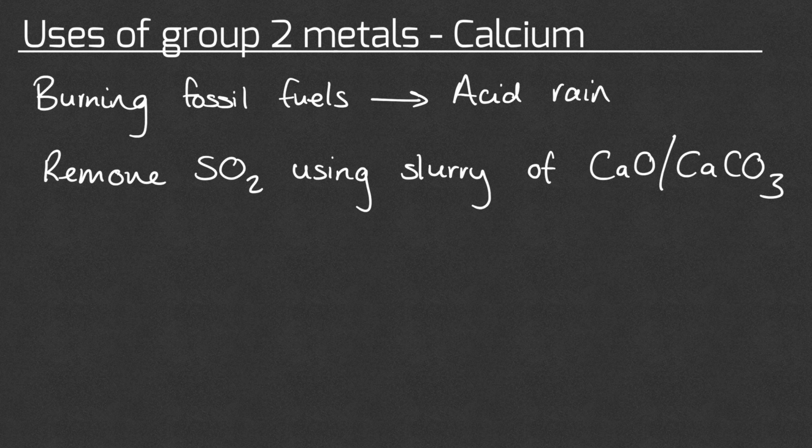Now we can remove the sulfur dioxide from the gas emissions from burning the fossil fuels by spraying onto these gases a slurry of calcium oxide or calcium carbonate. So a slurry is a bit like a suspension of the solid calcium oxide or the solid calcium carbonate in water, but it's not an aqueous solution.